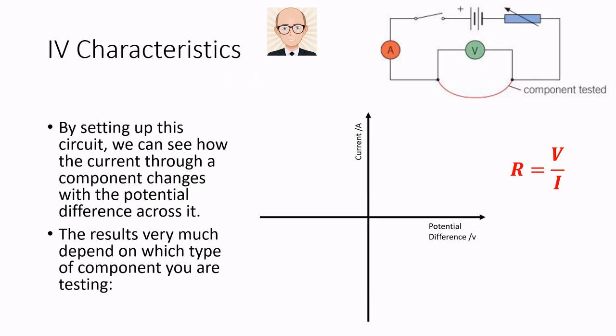The final type of component we need to cover is the diode. Remember that a diode is like a one-way valve for electrical current. So at negative potential differences, the resistance is so high in this direction that the current is zero. Once the potential difference becomes positive, the current is allowed to flow through the diode with low resistance.